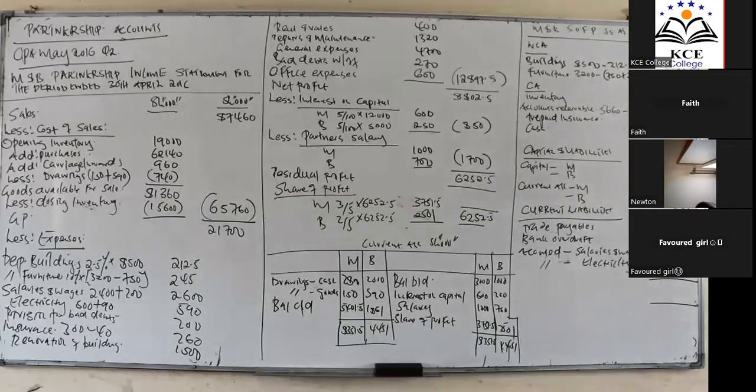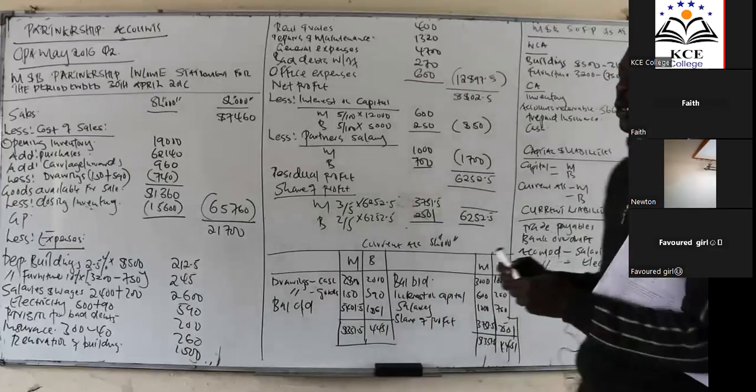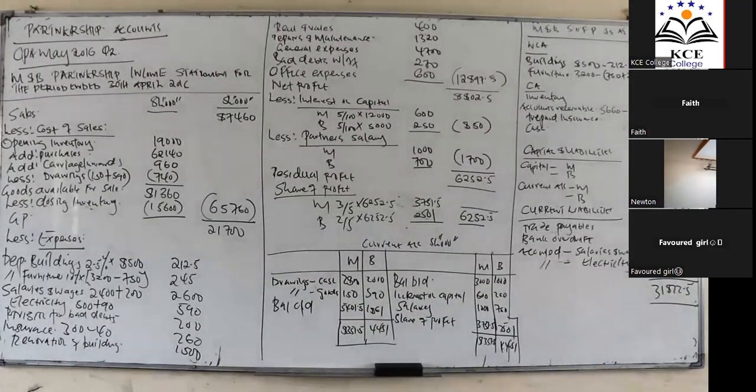How much did you get? 31? 820.5. And this other one? The same. So you can write that one, those who have not written. Those who have written, those who have not written, write. Write it very neatly. This is a very serious topic.